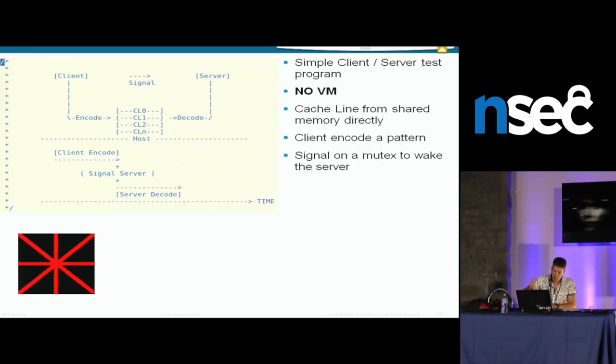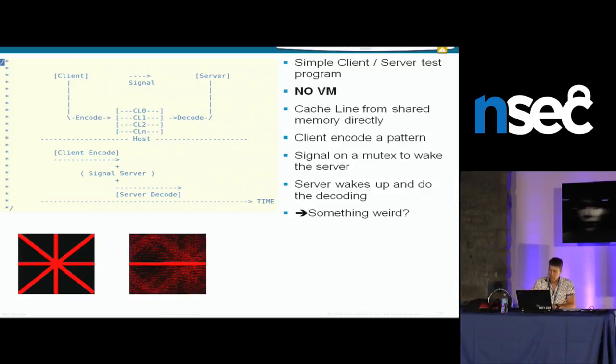So here, the first thing I have is a very simple client and server test program. There is no virtual machine in the picture at that time. It's bare metal running directly on the host. And the cache lines that I'm using are coming directly from shared memory, so there is no address space to worry about. The client is encoding a pattern, that's the pattern you see at the bottom here. Once the encoding is done, the client just signals on the mutex, and the server wakes up and does the decoding.